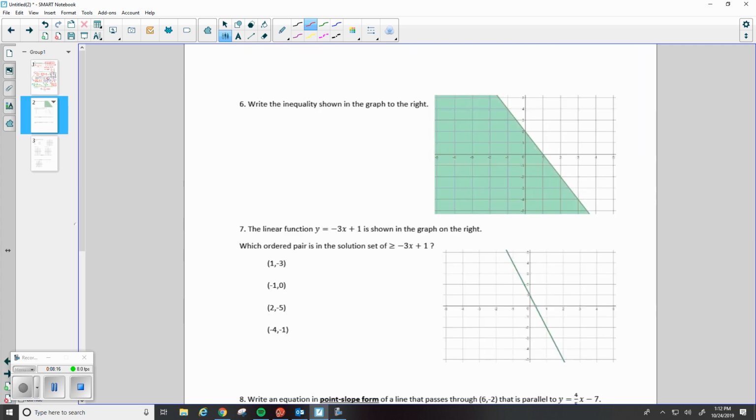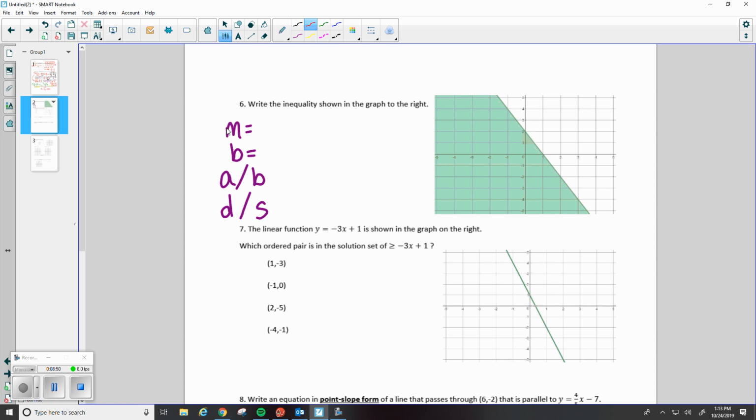Second page starts with this inequality. It says write the inequality shown on the graph to the right. So there's a couple of things that we discussed needing to know about the inequality. The first thing we needed to know was the slope. Another thing, we needed the y-intercept. A third thing we wanted to know, is it going to be above or below the line when you shade? And the fourth thing was, is it going to be dashed or a solid line? So if you go through these 4 questions, I think it'll help you to write this equation.